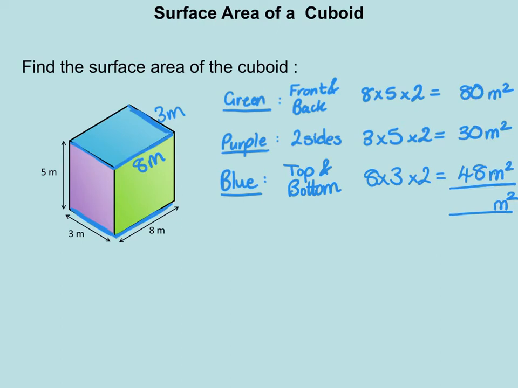Okay, I've worked out each of those areas, and I will add them together now to get my overall area. Okay, so my overall area is 158 and it's meters squared. And I'm using meters this time because you'll see that we have 3 meters, we have 8 meters, and we have 5 meters there. Okay, so when we're doing our area, it's in meters squared.